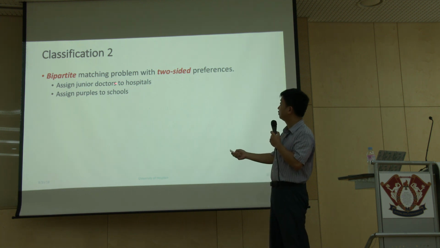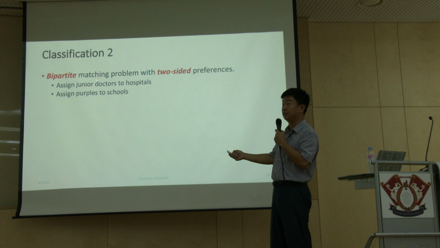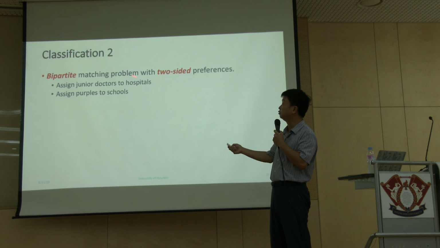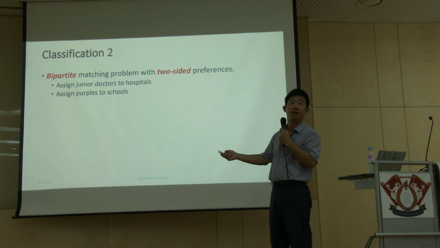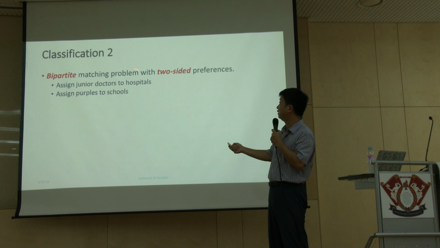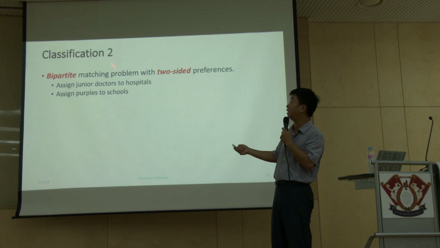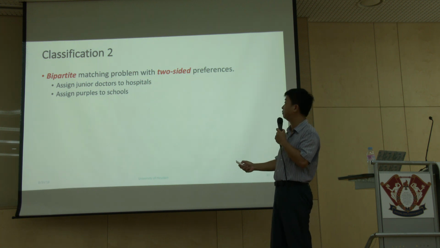And junior doctors to hospitals. In the United States, doctors need to go to a hospital for several years before they can start their own business. So the doctor wants to go to some good one like Johns Hopkins or MD Anderson, but on the other hand, the hospital wants to select the best one. So also it's a kind of two-sided matching.